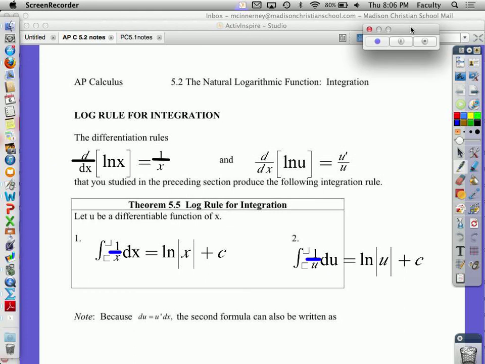All right, this is 5.2. We are going to look at doing integration of the logarithmic function.